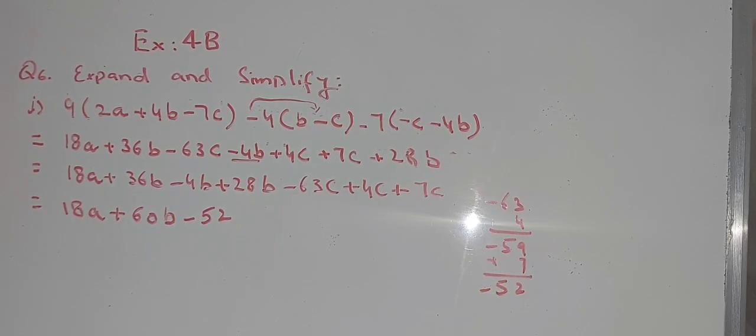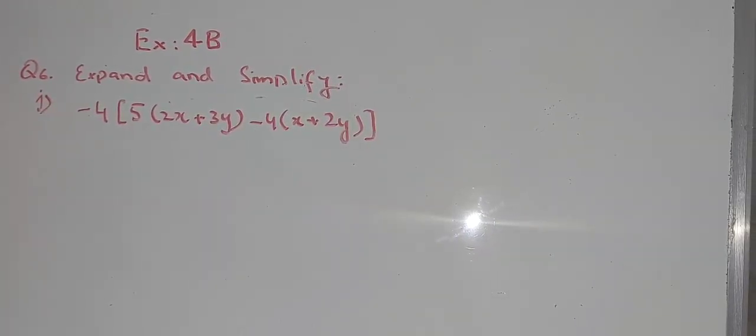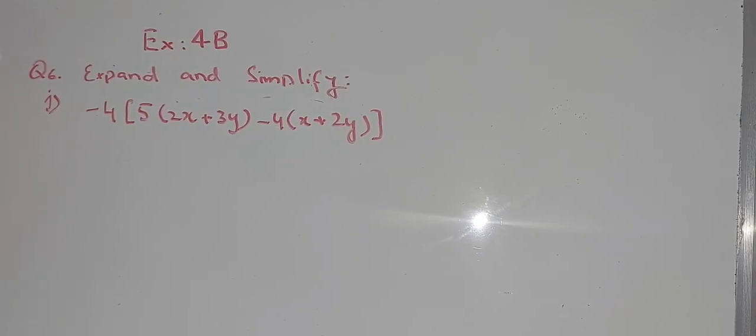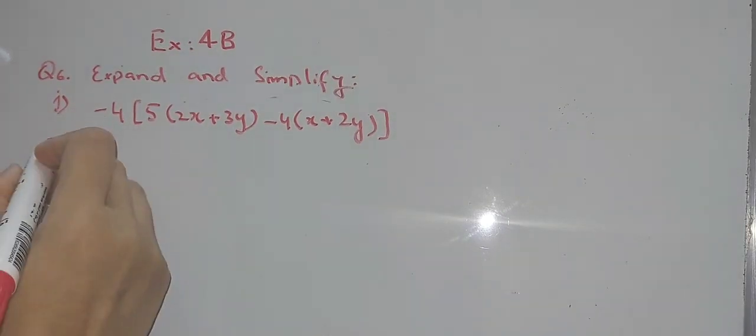Now move on to part J. Part J is minus 4 big bracket 5, then small bracket 2x plus 3y bracket close minus 4 bracket x plus 2y bracket close, then big bracket close. Don't be confused with the brackets. First of all, you have to open the smallest bracket and then the bigger one. So let's start our solution.